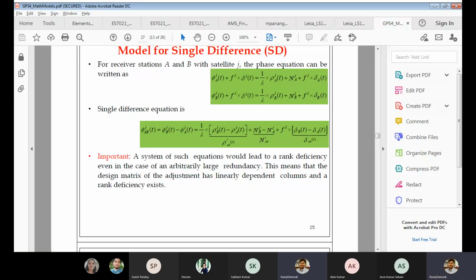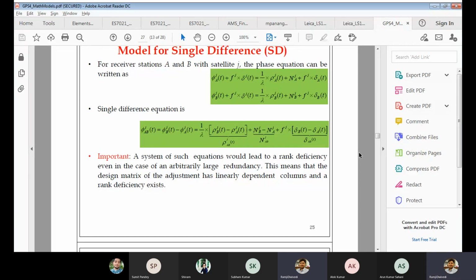Once again, just for your understanding, let me inform you that the single difference is the initial step for conducting this relative positioning. Relative positioning starts with the fundamental that you have a base receiver and a rover receiver. You have to compute the position of the rover receiver, knowing that you have multiple other sources of errors also.